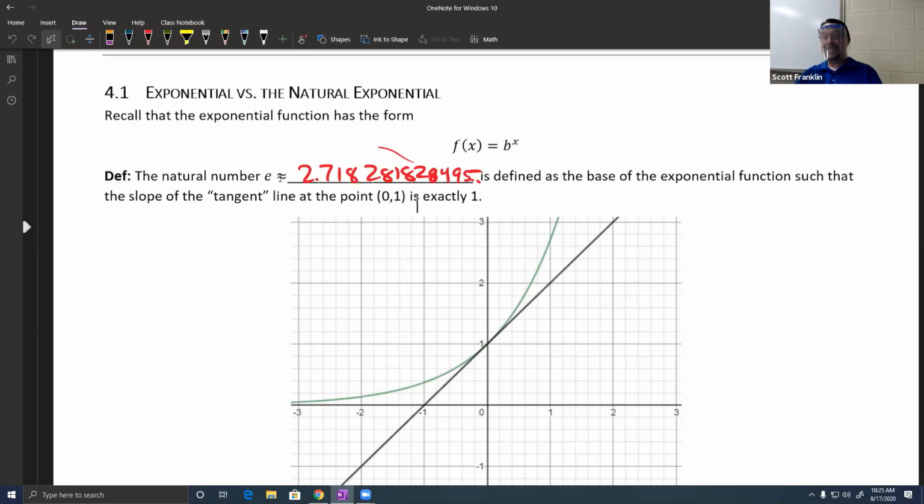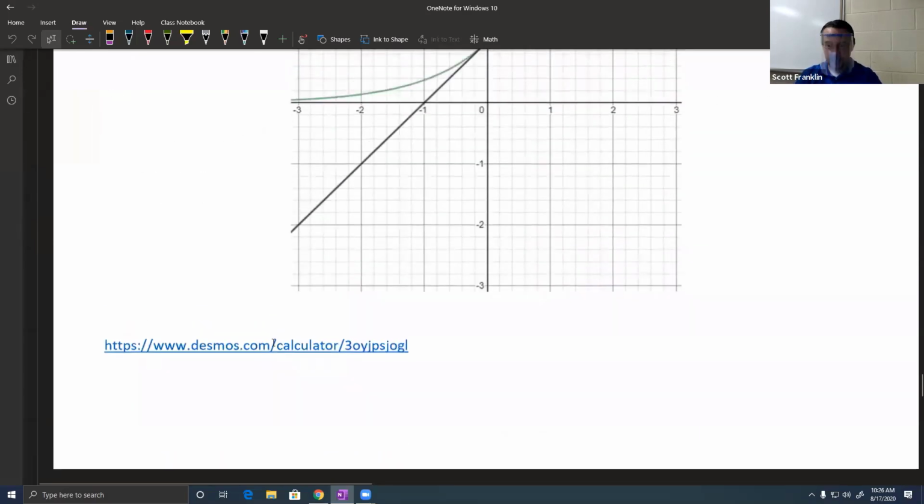But what is E? Why is this a number that we care about? And what is it actually defined as? It has something to do with slopes. So I have a little demonstration.